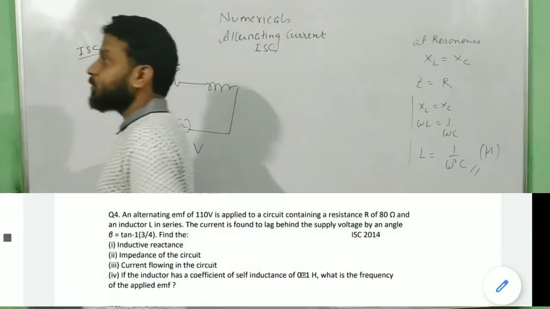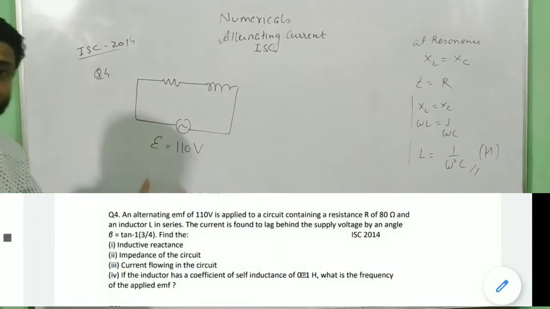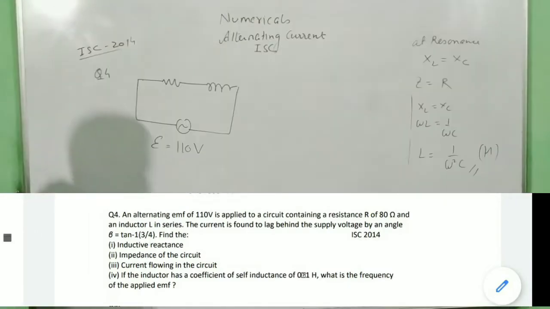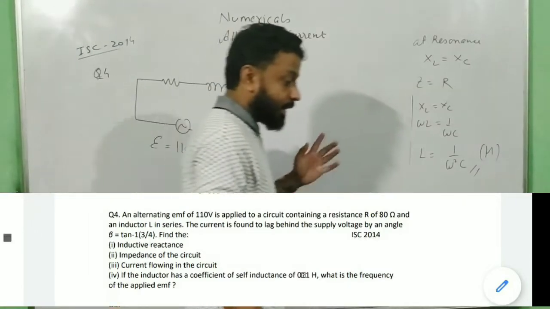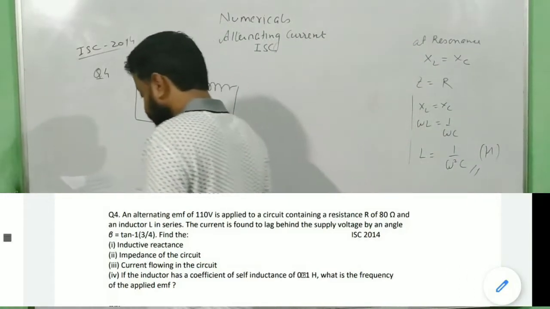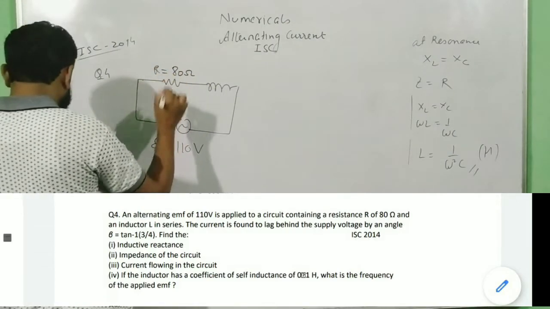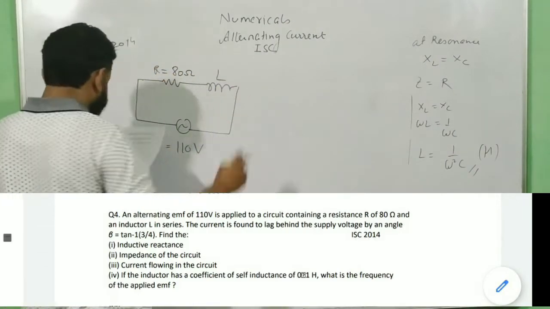If the examiner wishes to give you the average, it will be mentioned as average. But if nothing is mentioned, and it just says EMF 110 volt, then it has to be taken as the RMS value. Okay, so 110 is the RMS value. Resistance R is given as 80 ohm and inductor L is given to you, nothing has been mentioned.